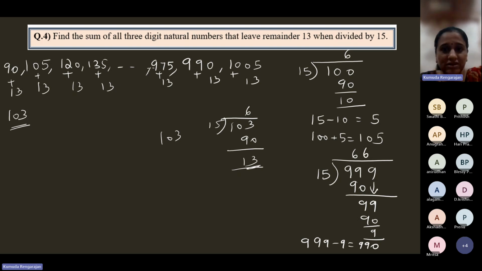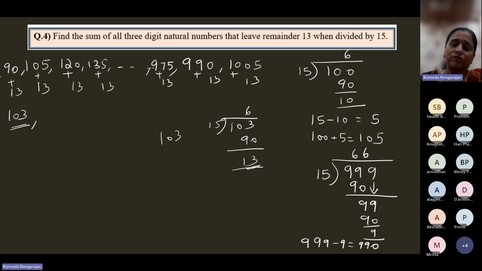But 90 is a 2-digit number. We are not taking 90. But when you add 13 to that, you get 103, which is a 3-digit number, and which leaves remainder 13 when divided by 15. So 103 is the first number.